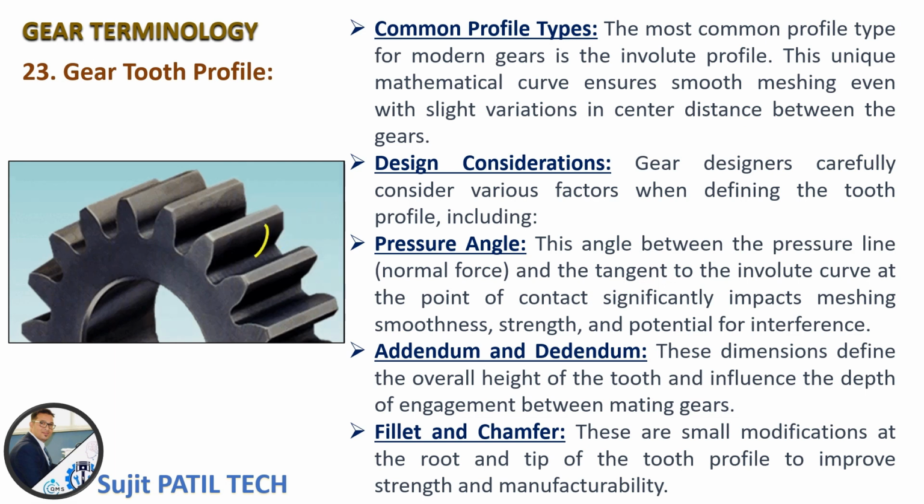Addendum and dedendum: these dimensions define the overall height of the tooth and influence the depth of engagement between mating gears. Fillet and chamfer: these are small modifications at the root and tip of the tooth profile to improve strength and manufacturability.